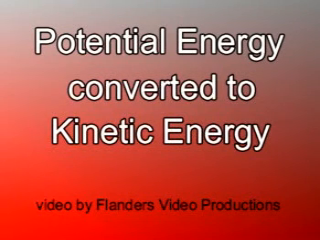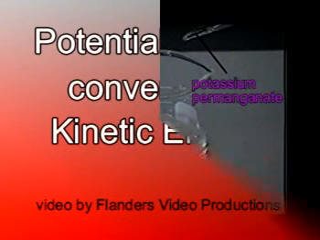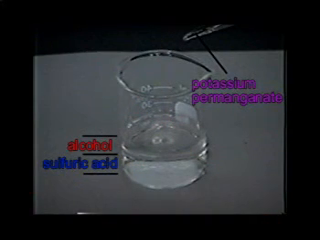In this demonstration, we're going to show you how potential energy can be converted into kinetic energy through a chemical reaction. Here's the setup. In a beaker, I have two liquids, sulfuric acid and alcohol. Now, because of their physical properties, the liquids don't exactly mix. So the sulfuric acid is mostly at the bottom of the beaker, and the alcohol is mostly at the top of the beaker.